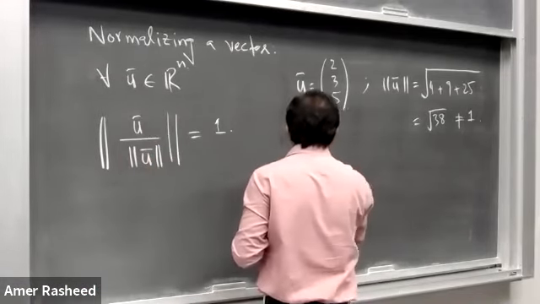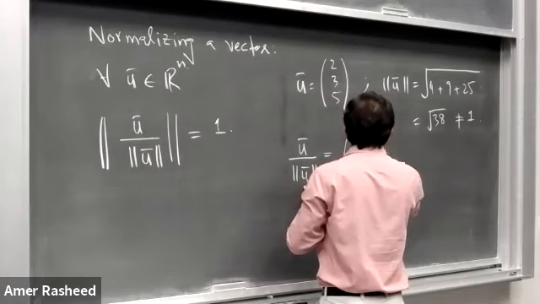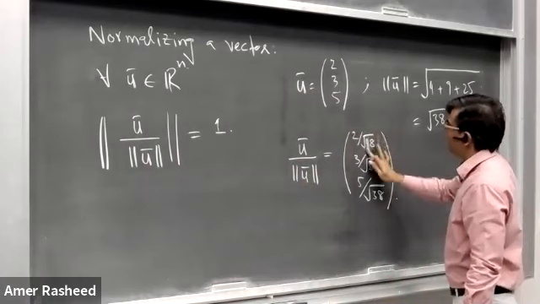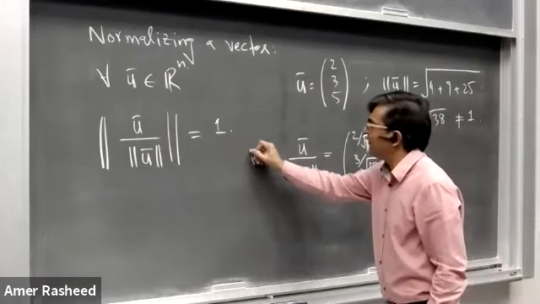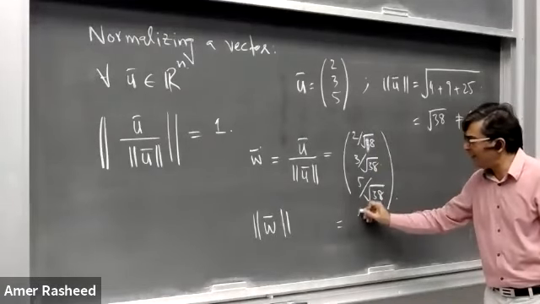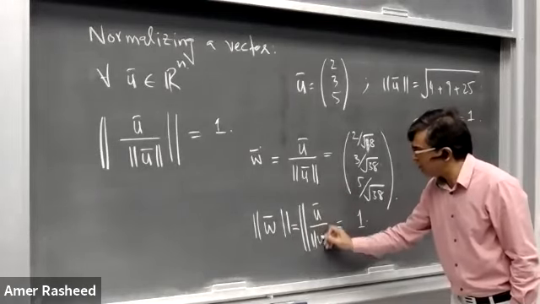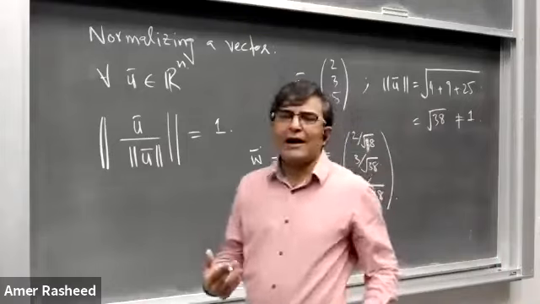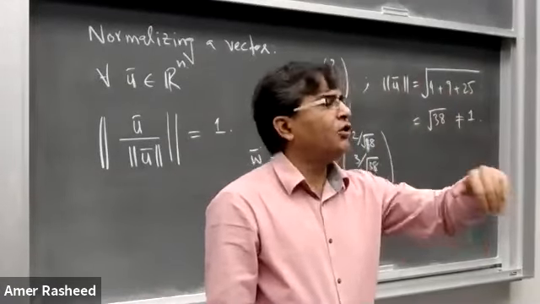Now u divided by the norm of u would be 2 divided by root 38, 3 divided by root 38, and 5 divided by root 38. Now this is your new vector, a unit vector. Let's call it a w vector. Now if we take the norm of w, it should be 1, since we are taking the norm of u over norm of u. So how to make a vector a unit vector? We divide each component of that vector by its norm.